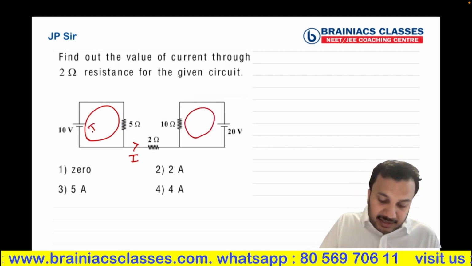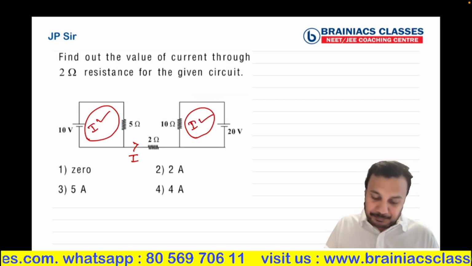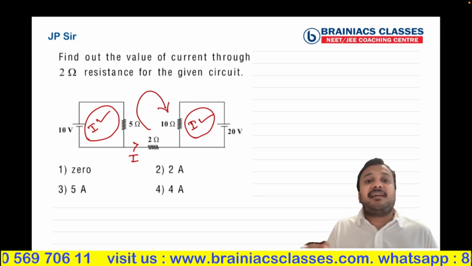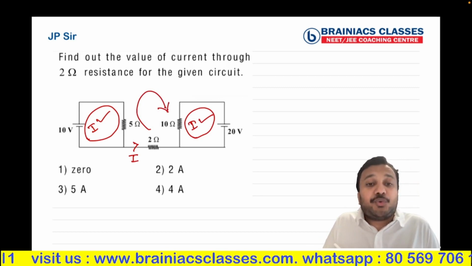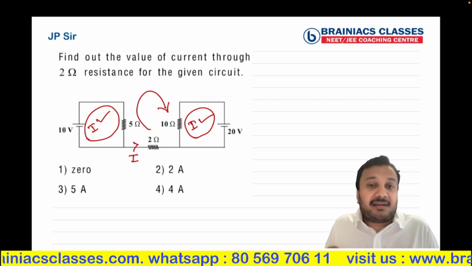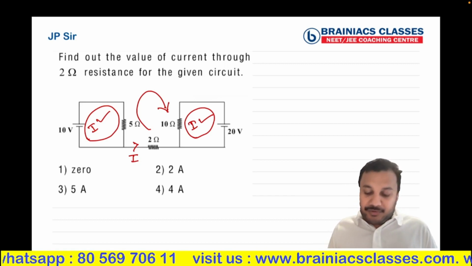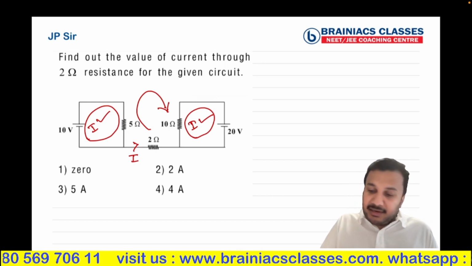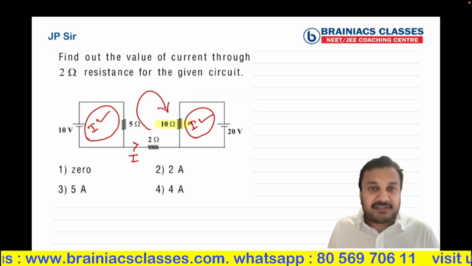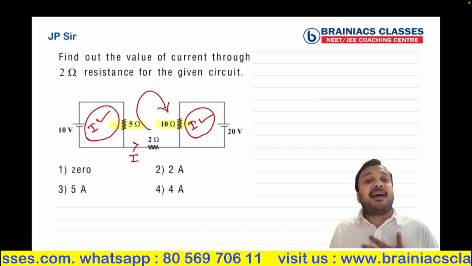So here I can say current is there. Here I can say current is there. But this is not a closed path. The upper side is not closed. Current will not pass through an open path. Current will always pass through a closed path. So if you are asking what is the current through the 10 ohm resistor, I have an answer. If you are asking what is the current through the 5 ohm resistor, I have an answer.